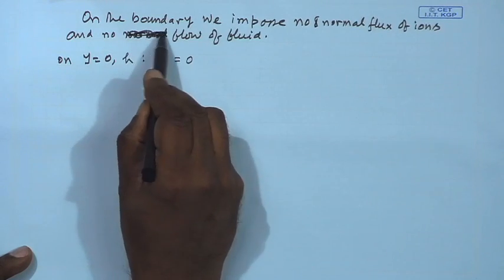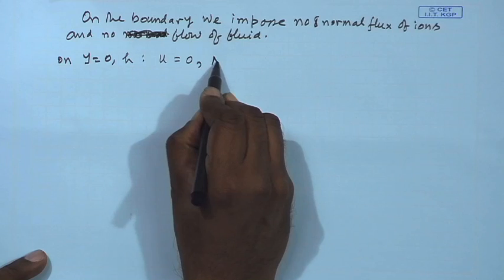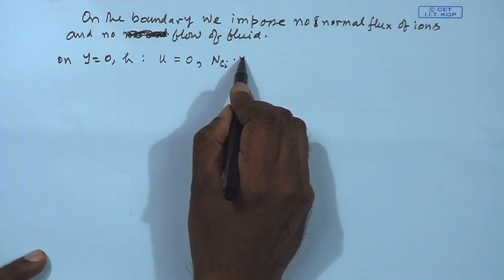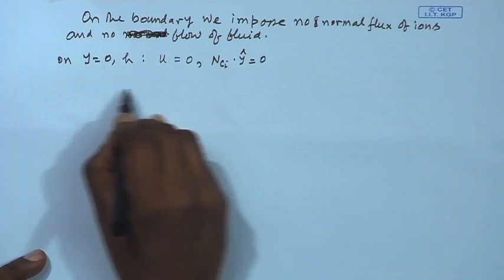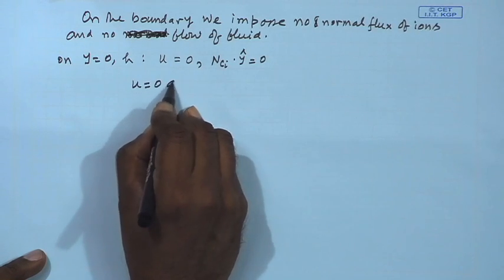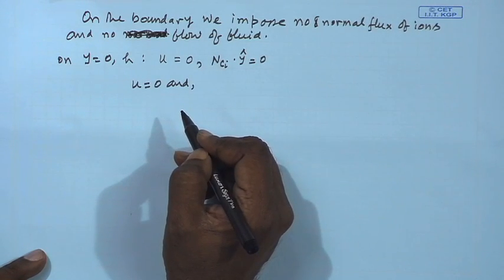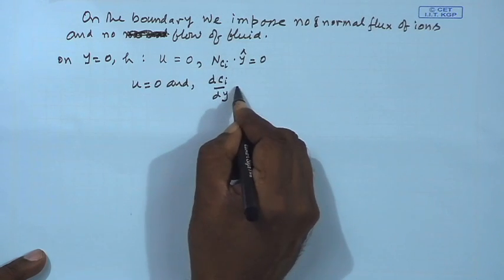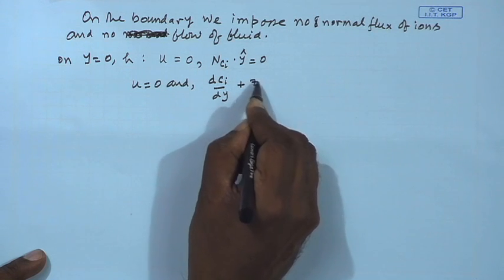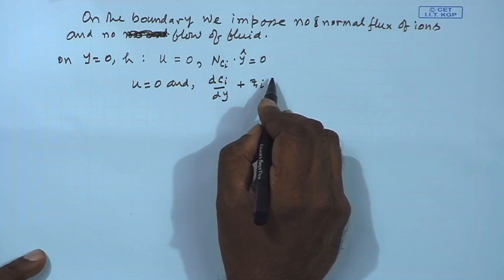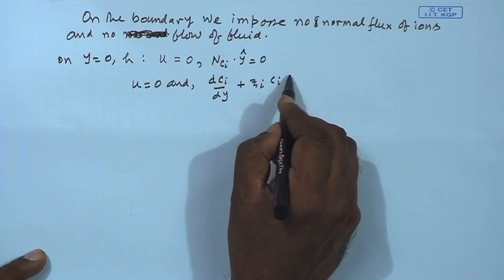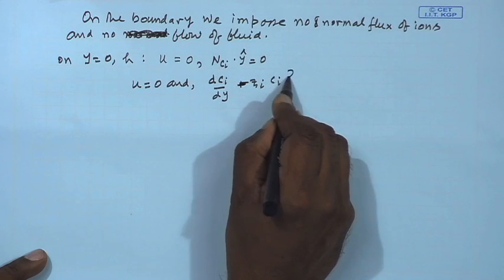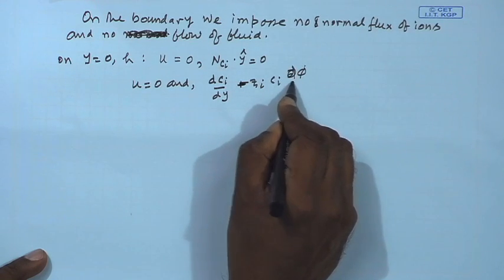So u equal to 0 and n dot the flux vector of ci, this is equal to 0. So this gives you u equal to 0, and the other condition what we have is dci/dy plus z_i ci, minus, I guess, d phi/dy equal to 0.